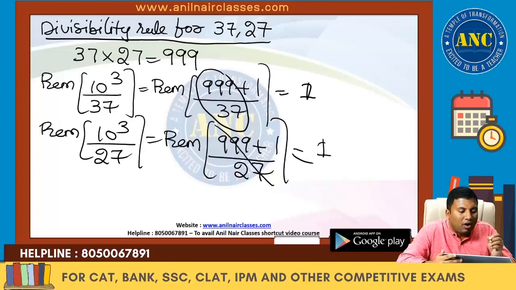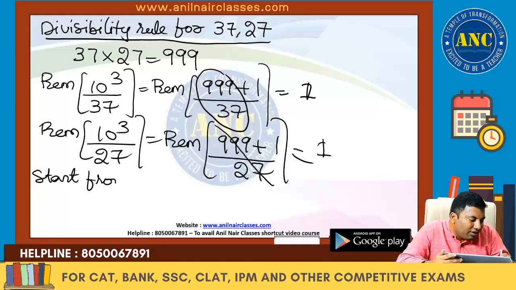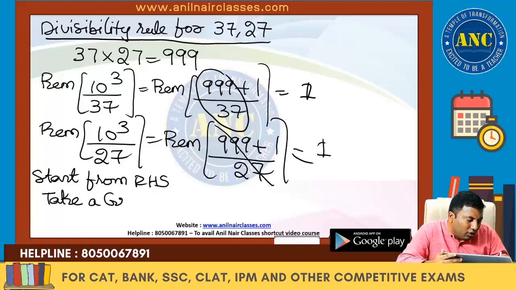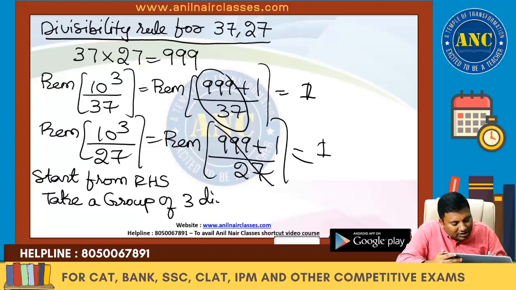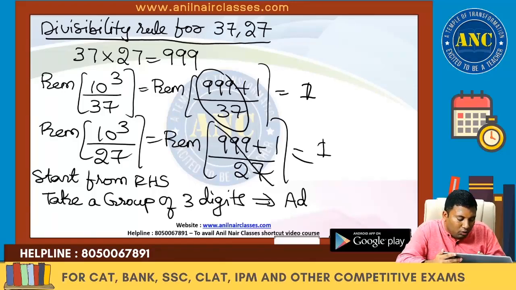That means, what is the divisibility rule for 37 and 27? Start from right hand side. Take a group of 3 digits. Because it is 1, add them. Take a group of 3 digits, add them.